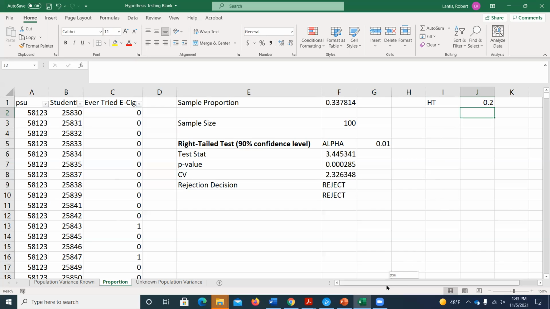Which I don't know if that's high or not. It depends on what your opinions are. I think it's probably about what it was with cigarettes.